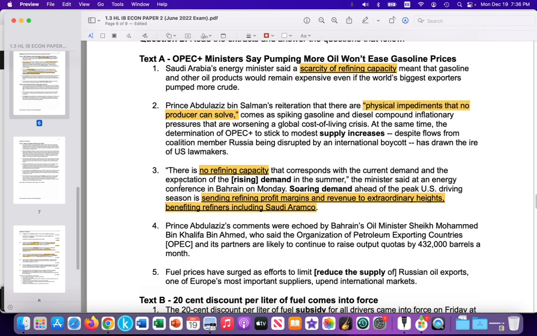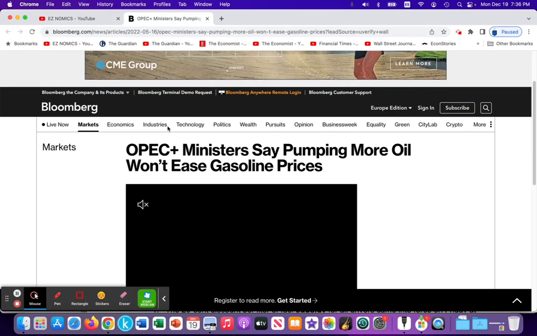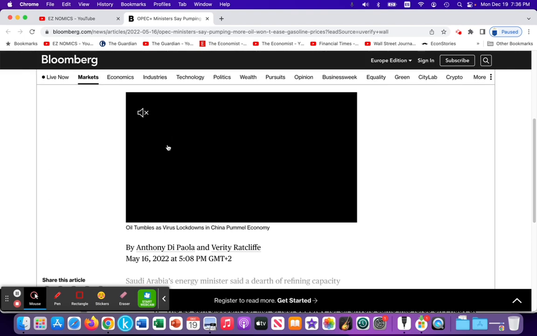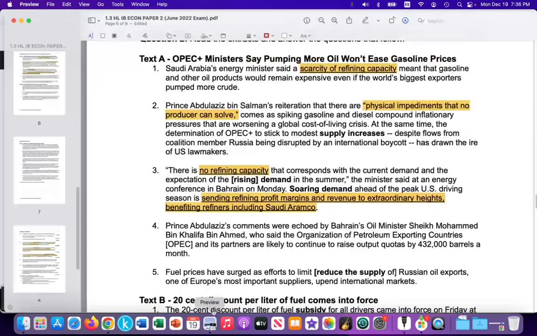Okay, fine. And then let's look at this paragraph 3. Paragraph 3 again, no refining capacity, no spare capacity. That is the determinant of the price elasticity of supply. So it's going to be very inelastic. And here it says that there's going to be a rising demand. All right. I think this article was, if I remember, actually, we can take a quick look. It was published in May 2022. So this is right before the beginning of the summer season.